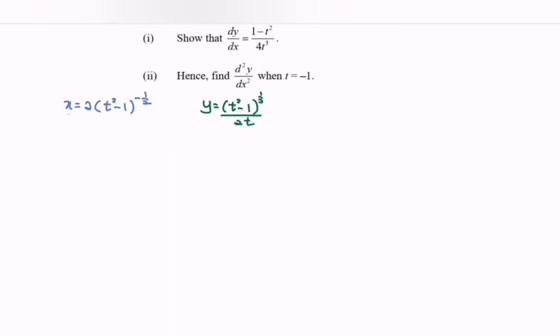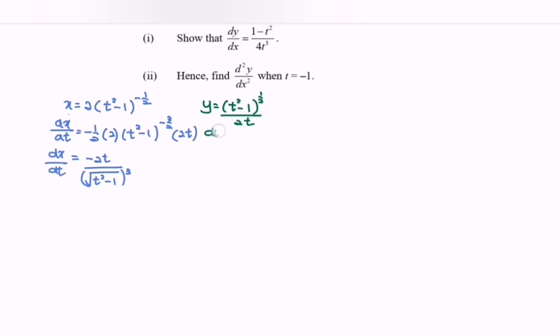So let's begin. We have dx/dt equals negative 1/2 multiplied with 2(t squared minus 1)^(-3/2), focusing on the internal function, we have 2t. Rewrite the expression: dx/dt equals negative 2t over (the square root of t squared minus 1) to the power of 3.